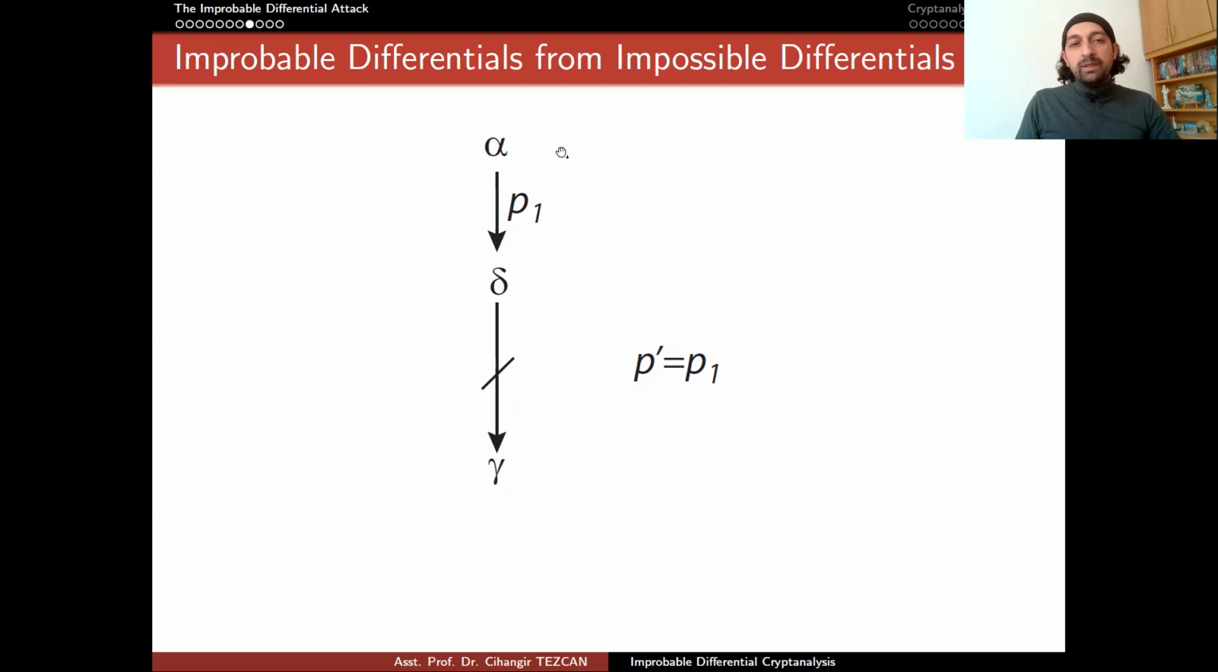So you can do the same thing. You can erase this and put a differential from the bottom, draw the arrow in this direction, use the expansion technique in that way, and obtain an improbable differential. Or you can do both. You can add two differentials, one to the top and one to the bottom. And if, again, with the independence assumption, we assume that these events happen independently, the probability now becomes P1 times P2. So alpha does not go to beta with probability P1 times P2.